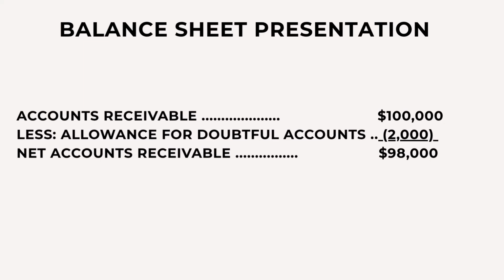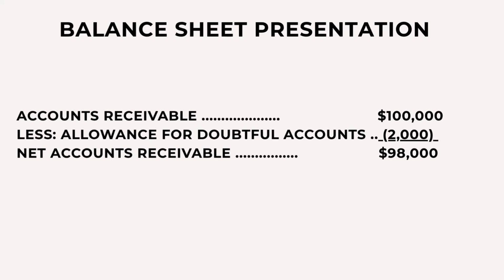Here's some bonus information to quickly review how the allowance for doubtful accounts is presented on the balance sheet. The allowance for doubtful accounts is what we call a contra asset account, which means it's paired with and reduces the balance of another asset account, in this case, accounts receivable. Instead of reporting the total amount customers owe you, the balance sheet shows the net realizable value, what you actually expect to collect. So on the balance sheet, it's presented like this.